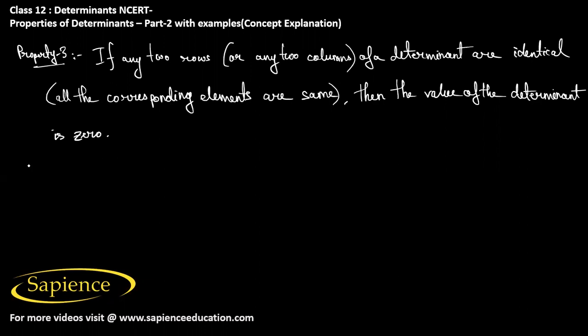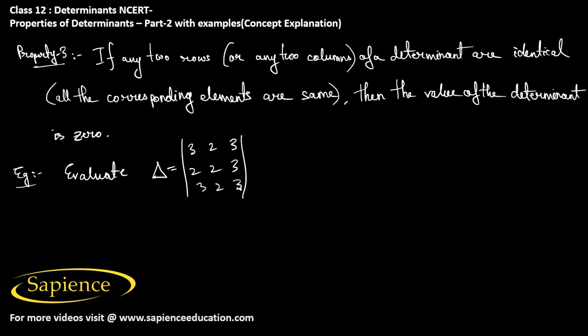Suppose, for example, it has been asked to evaluate the determinant delta, which is equal to 3, 2, 3, 2, 2, 3, and 3, 2, 3. So here we can see that R1 and R3 are identical. Here the first row and third row are the same. So let's see if the value of the determinant will come 0 or not.